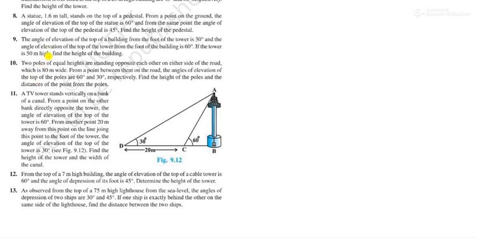What have they given? Question number 8. A statue 1.6 meter tall stands on the top of a pedestal. So again there is a statue, this is the ground. This is the pedestal. You might have seen some statues installed on some pedestal, some kind of small structure on which the statue will be present, that we call a pedestal. So the statue is 1.6 meter tall, standing on top of a pedestal.